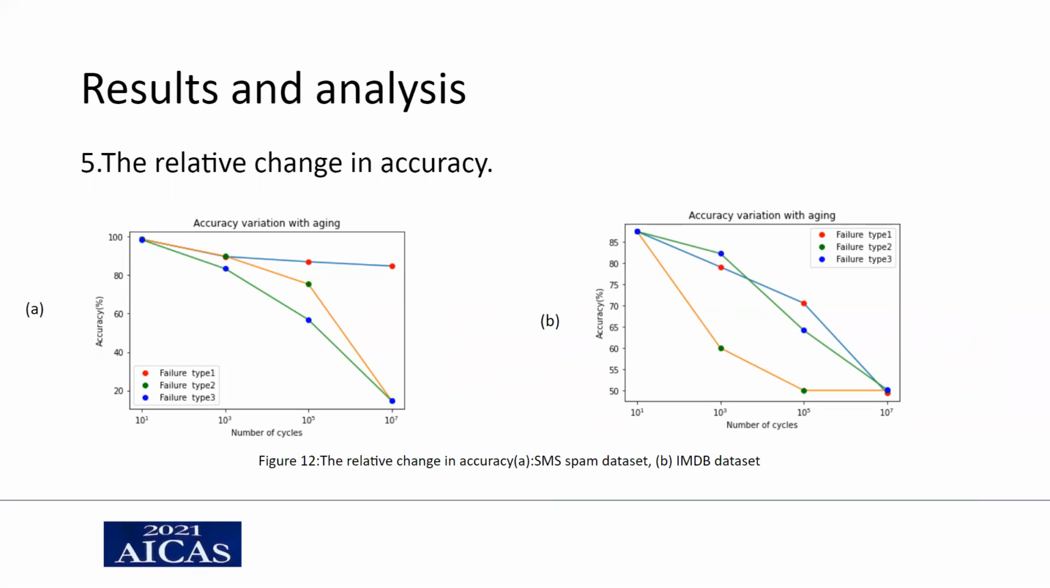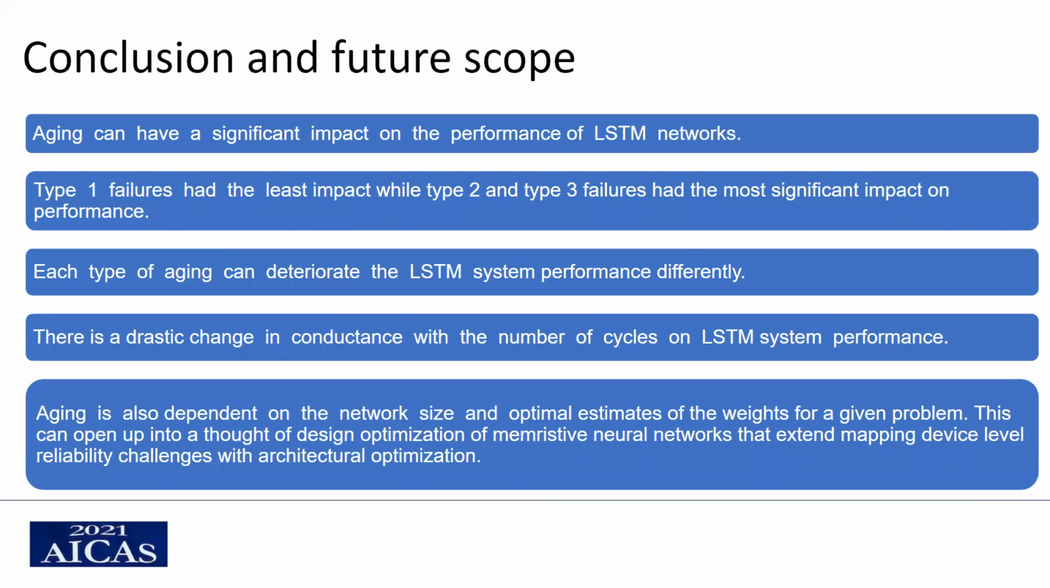So the aging effect also depends upon the neural network architecture and which failure type it is undergoing. And finally, we have studied all the effects of aging on the performance of neural network architecture. Aging leads to a reduction in the number of conductance levels, which affects the crossbar performance. Aging also depends upon device level features, the failure type it undergoes, and the neural network architecture. And this is an open thought on design optimization of memristor neural networks, extending the mapping of device level reliability challenges with architectural optimization.